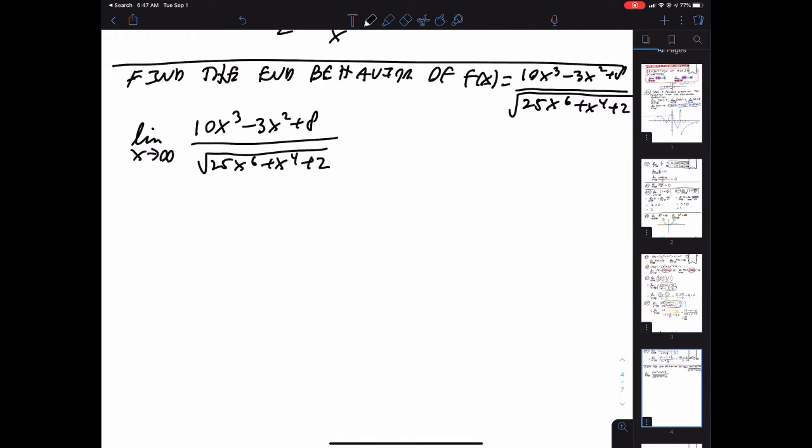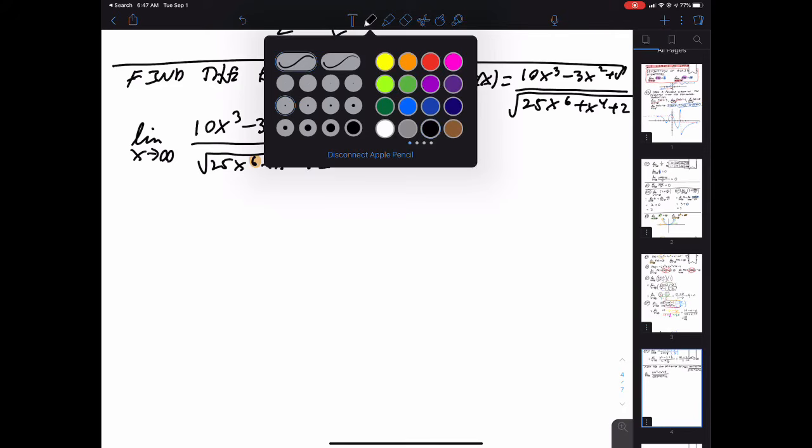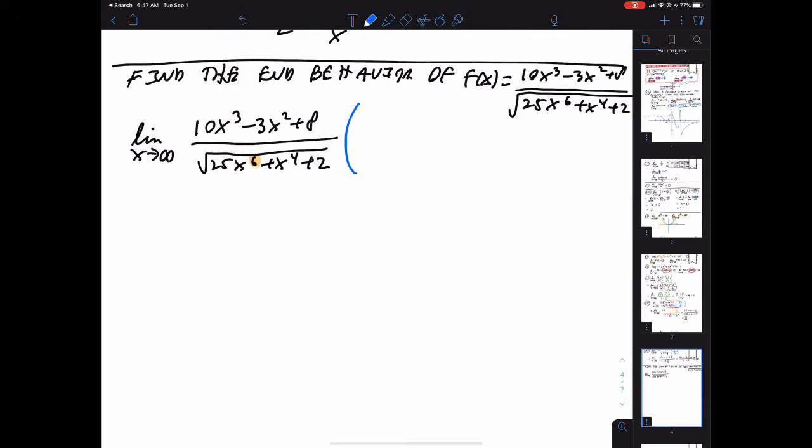But let's take a look. The bottom is an x to the 6th under the square root. So you have a 6th power, but when you square root x to the 6th, it becomes x to the 3rd. So our magic number we want to divide by is 1 over x cubed. That's our 1 that we want to multiply by.